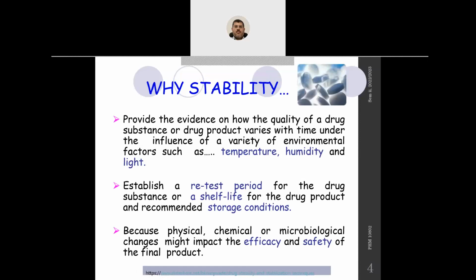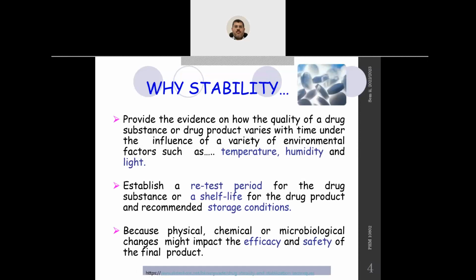So why do we need to prove stability of any produced pharmaceutical product? Because this stability study that we will perform will provide evidence of how the quality of a drug substance or drug product varies with time under the influence of a variety of environmental factors such as temperature, humidity, and light.